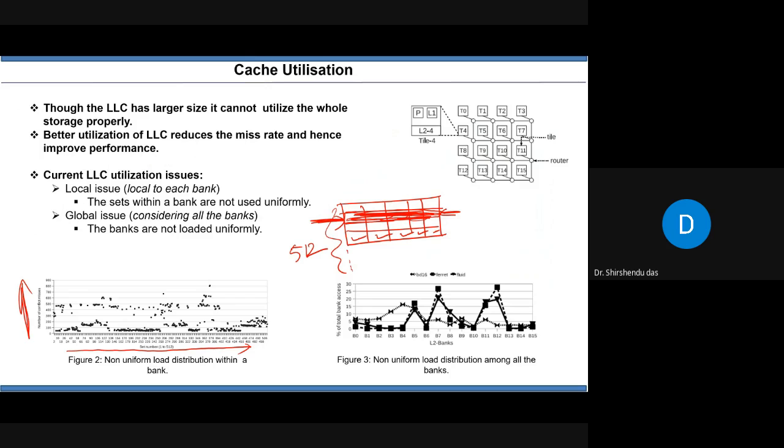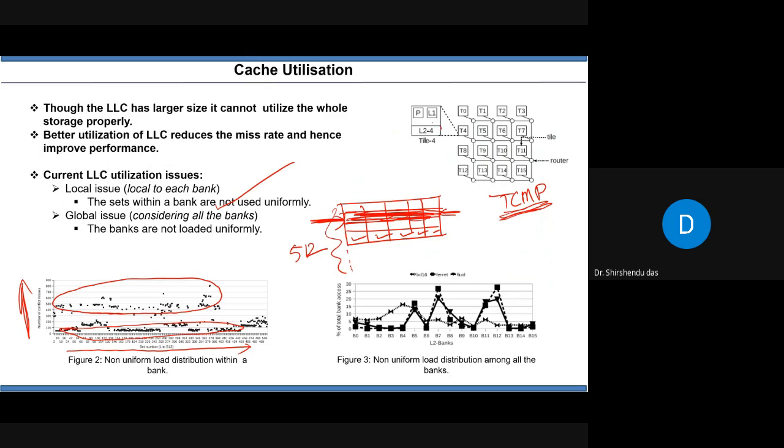You can see the conflict misses in each set are not uniform. There are some sets that are almost idle, with very few misses, but there are some sets where the number of misses is very high. So it means the sets are not being accessed uniformly. This is called a local utilization issue inside the set, and the global utilization issue is connected with TCMP. I have explained TCMP before, so try to understand the concept of TCMP again.